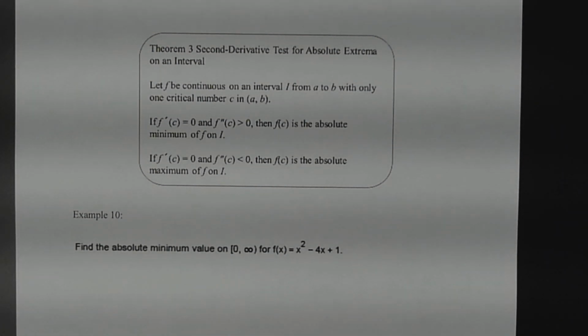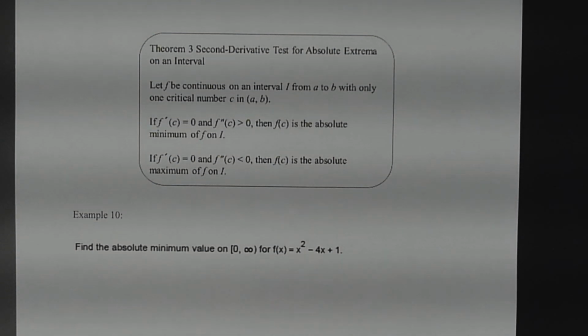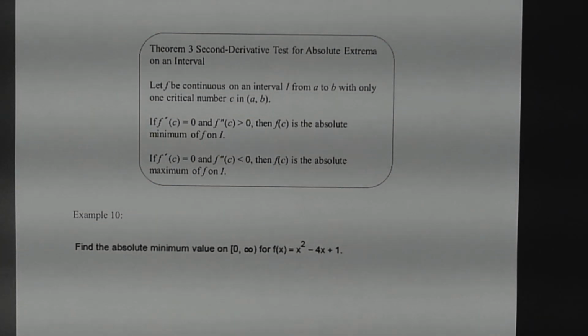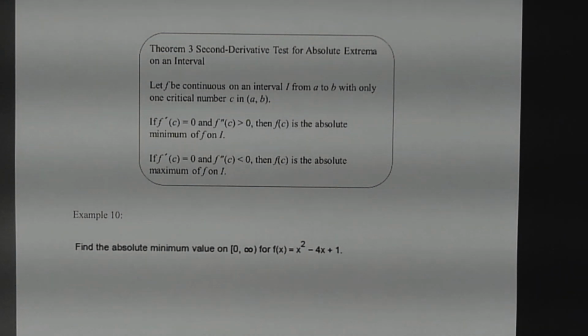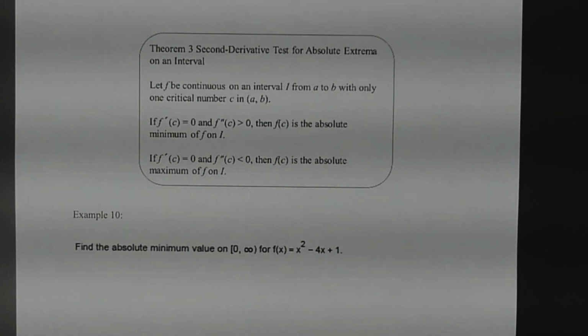But if f prime of c is equal to 0 and f double prime of c is less than 0, then f of c is your absolute maximum of the function f on the interval I.